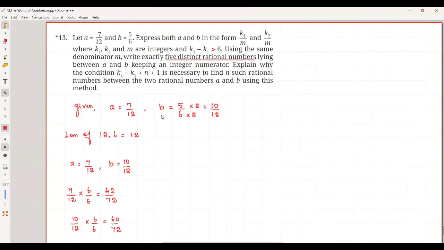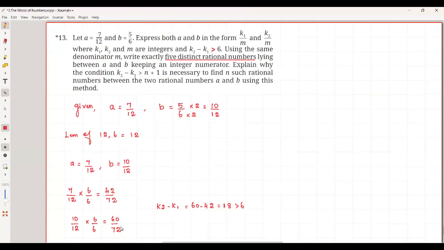The condition also should be checked. Now this is my K2, this is my K1. So K2 minus K1 should be greater than 6, right? We can just check it out. K2 minus K1, what am I getting? 60 minus 42, I am getting 18. 18 is greater than 6. Correct? So the condition is satisfied.